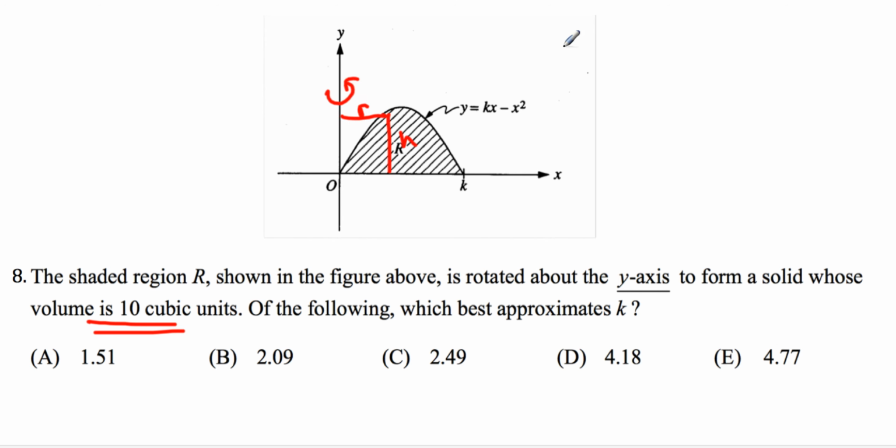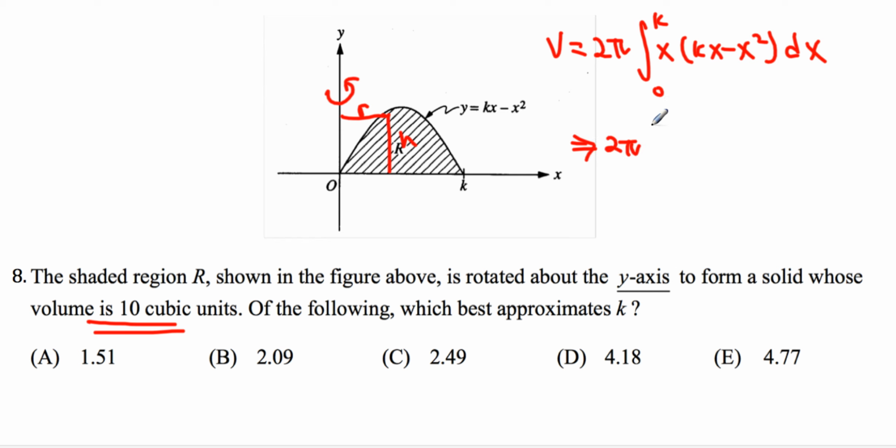Now, according to the shell method, volume is equal to 2 pi times the integral from 0 through k. r becomes the x, and then h becomes the height, which is equal to kx minus x squared. And we know that has to be equal to 10. Let's try to calculate this further. Here we get 2 pi from 0 through k. When I distribute the x, we end up getting kx squared minus x cubed dx.